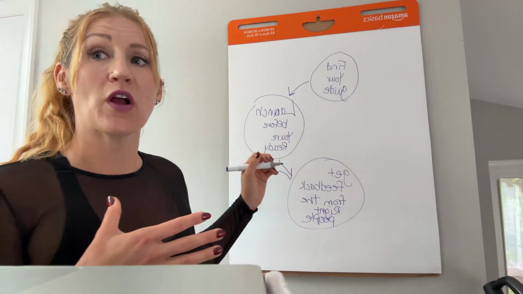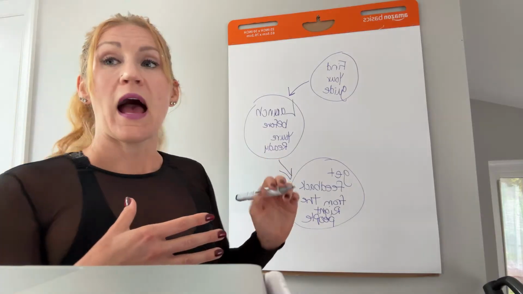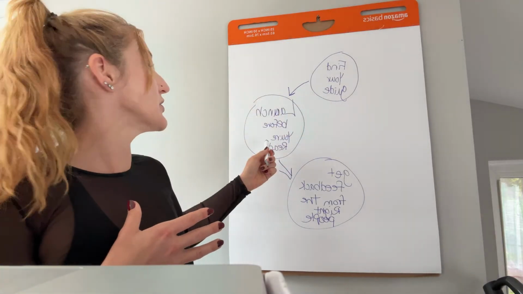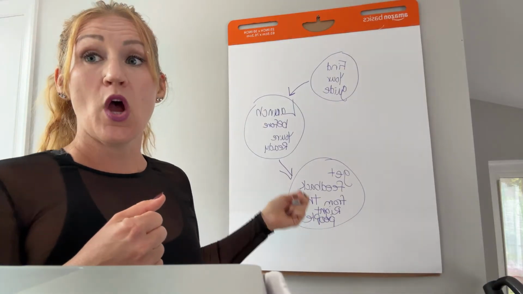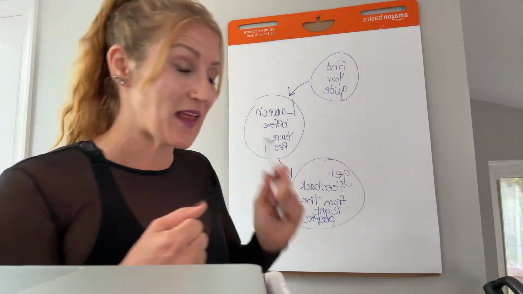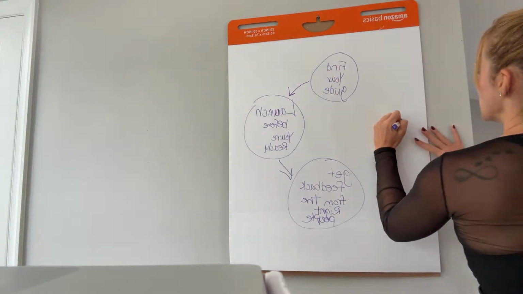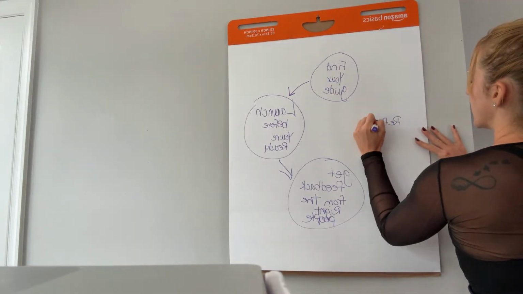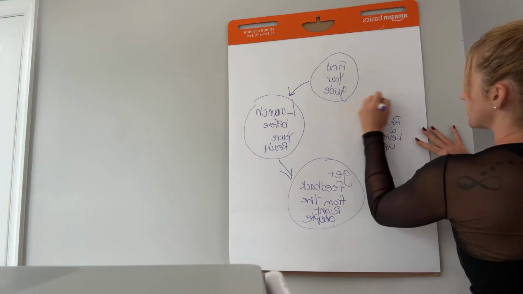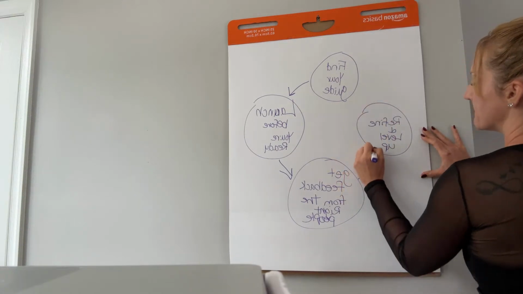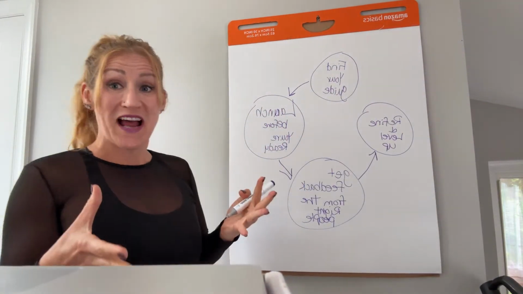All right, so now we're moving on to the fourth step. After find your guide, after launch before you are ready, and after get feedback from the right people, we are going to refine and level up. Okay. Refine means we're going to change what is not working.